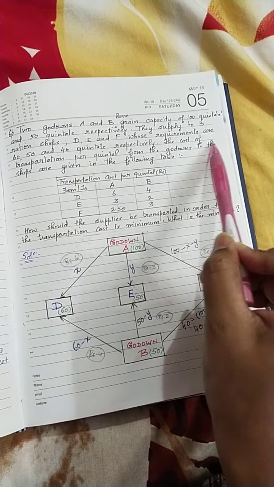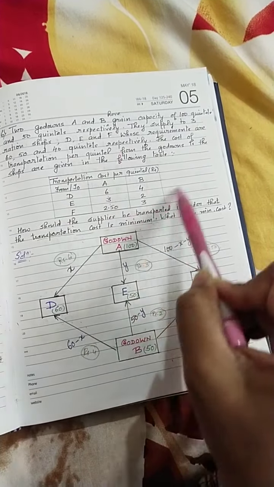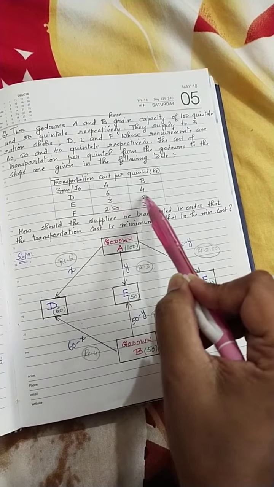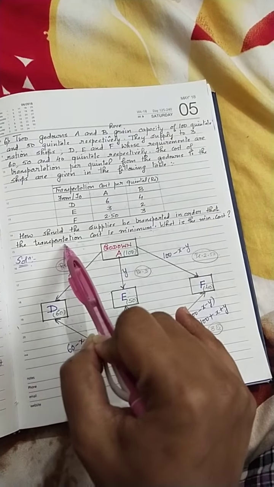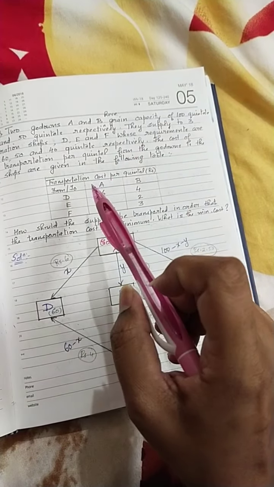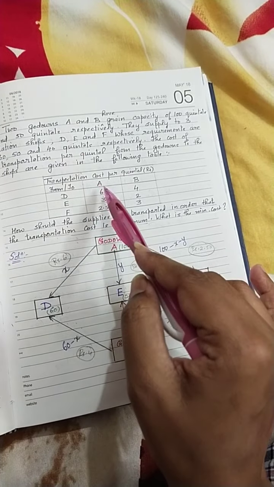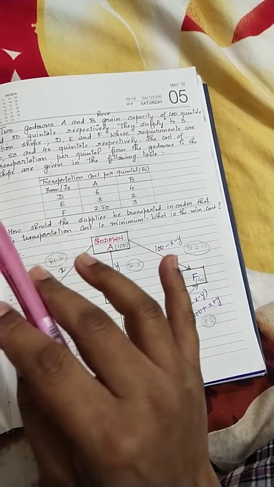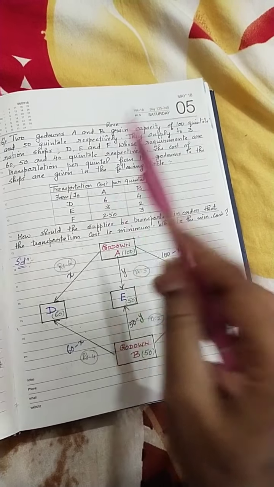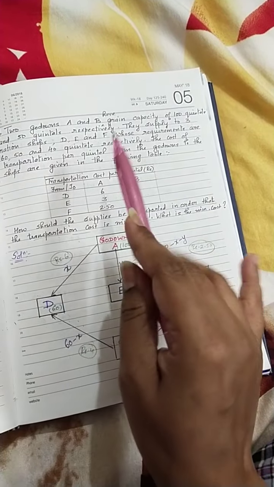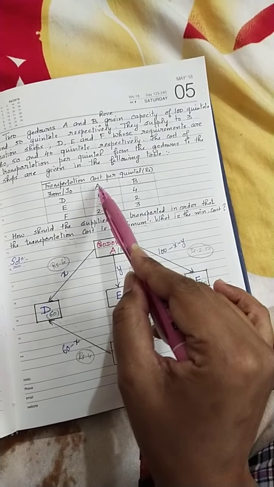Now the cost of transportation per quintal from the godowns to the shops is given in the following table. These are the transportation charges from the godown to the shops, per quintal. How many quintals they are carrying, we don't know. We don't know how much A is supplying or how much B is supplying. But whatever quantity they supply, the per quintal rate is this. Let us understand the table first.